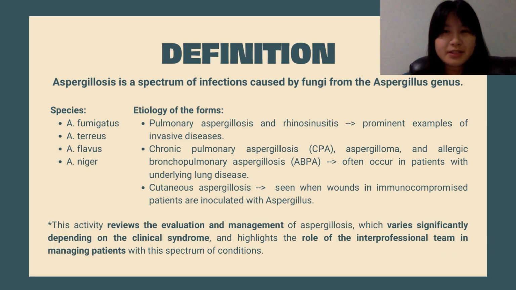Greetings evaluators, my name is Janice Geraldine. Aspergillosis is a spectrum of infections caused by fungi from the Aspergillus genus. The species most involved are the four species shown in the slide. The forms include, number one, pulmonary aspergillosis and rhinosinusitis, which are the most prominent examples of invasive diseases. Other more indolent forms, such as chronic pulmonary aspergillosis or CPA, aspergilloma, and ABPA, often occur in patients with underlying lung diseases. The last one is cutaneous aspergillosis, which is often seen when wounds in immunocompromised patients are inoculated with Aspergillus.